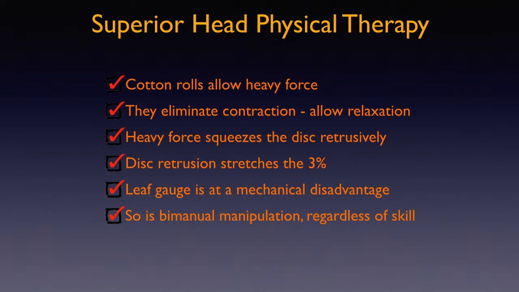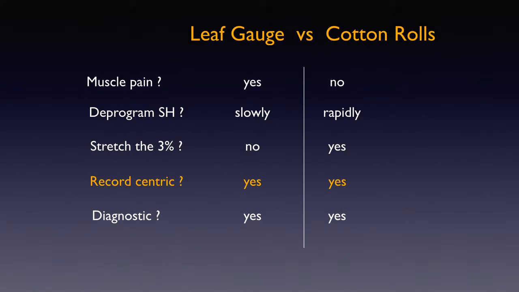In terms of superior head physical therapy, the cotton rolls allow a much heavier force. They eliminate the contractual engram, which allows relaxation. The heavy force squeezes the disc retrusively. The disc retrusion stretches the muscle fibers which control it. The leaf gauge, being between the front teeth, is at a mechanical disadvantage, and so is manual manipulation, regardless of skill. Both techniques are quite successful for recording centric relation.